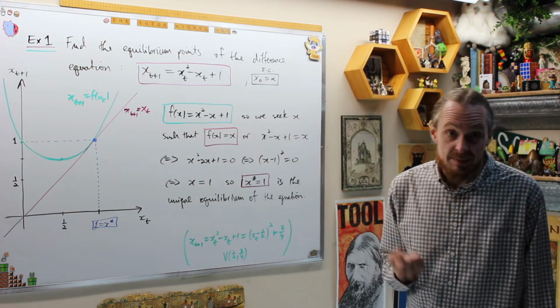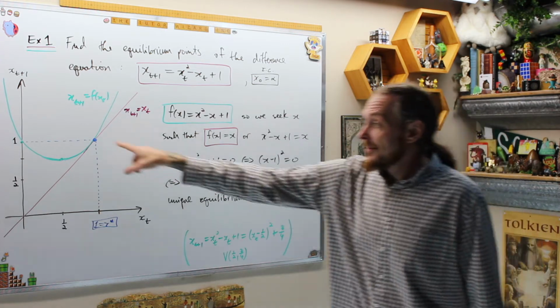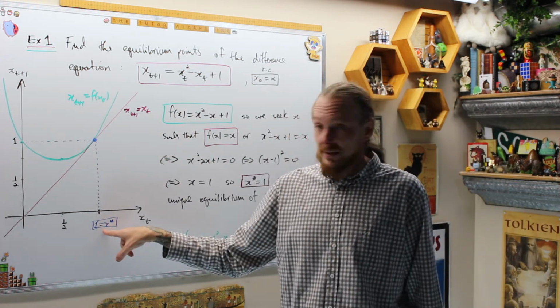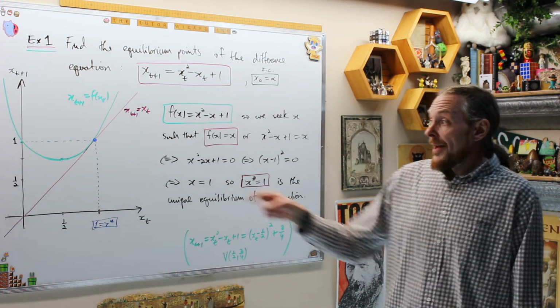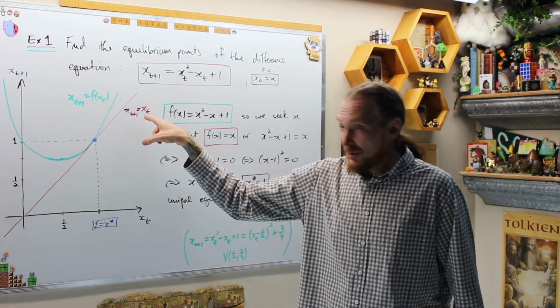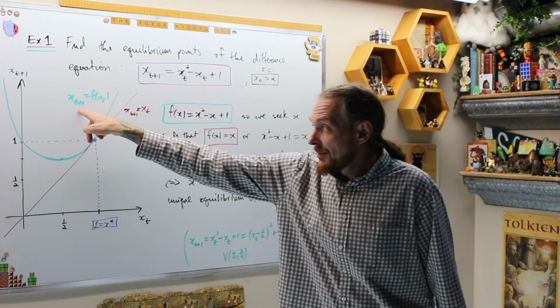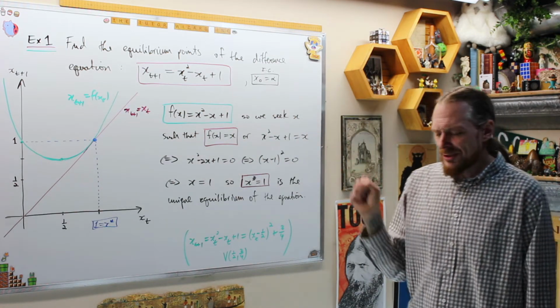In this case, it actually happens to be a tangent point, but this is the unique equilibrium point, the x value, or the x coordinate of that intersection point of the graph x_{t+1} = x_t and the graph x_{t+1} = f(x_t). I know there's a bunch of t's going on there.